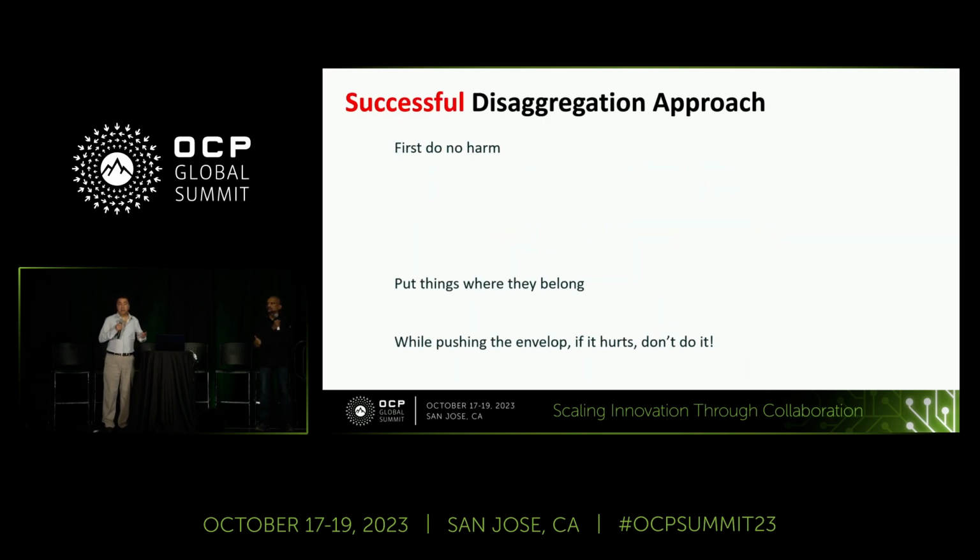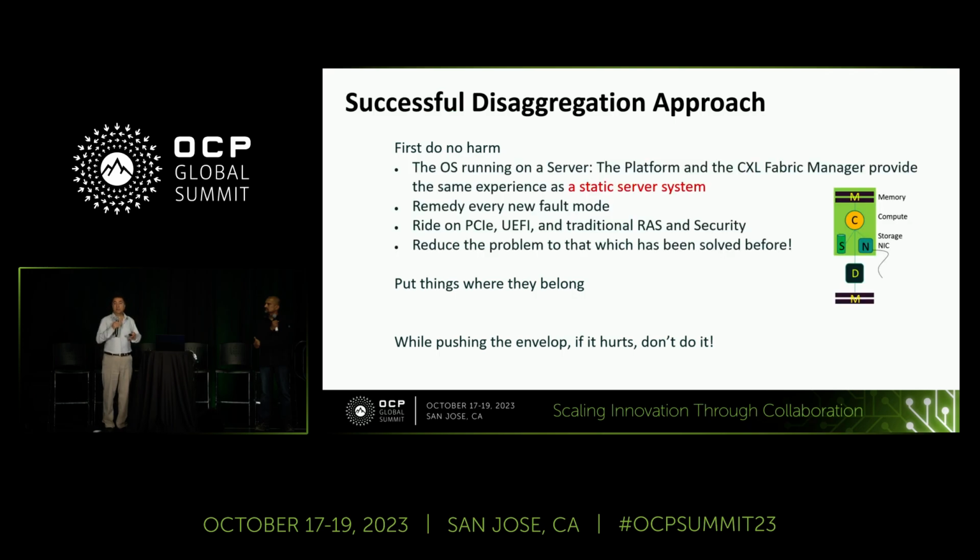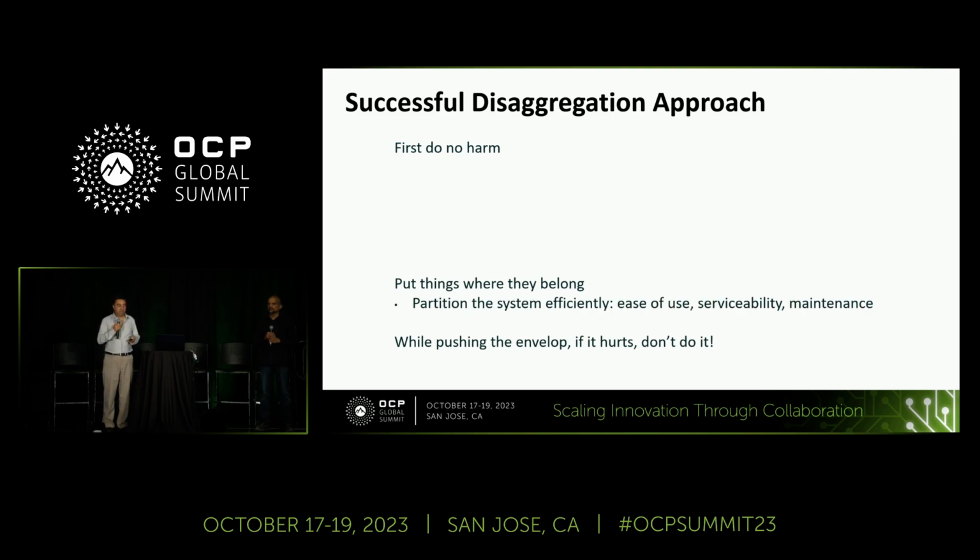Right. So our approach in responding to those challenges is to divide and conquer, basically. So first, do no harm. Whatever we're doing should be compatible with whatever software guys expect. We have a composable system, but the system needs to look like just a server as before. For putting things where they belong, we basically partition systems in the right way. And that's where OCP can come in, because our teams are the ones that realize systems.